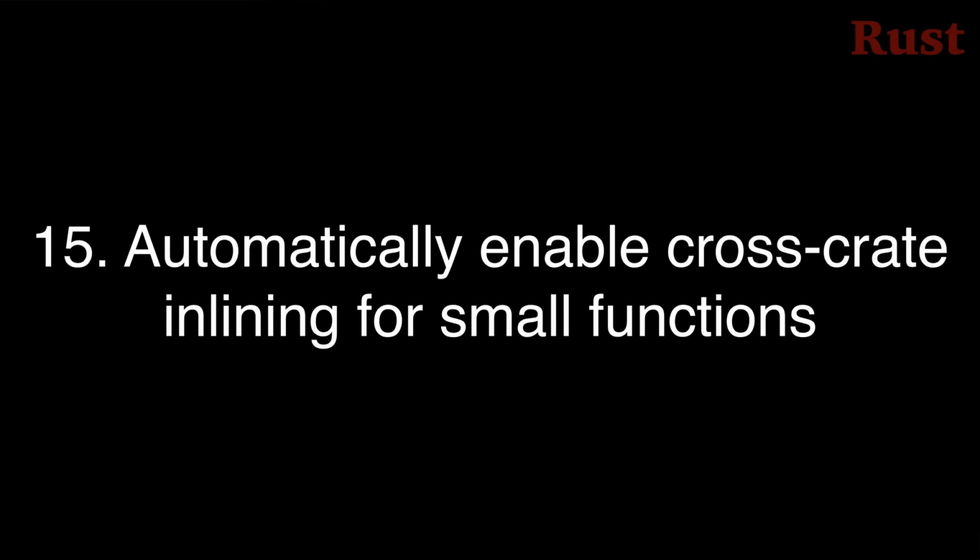Number 15. The compiler now automatically enables cross-crate inlining for small functions. This will result in faster code at the cost of slightly increased size of compiled binaries.